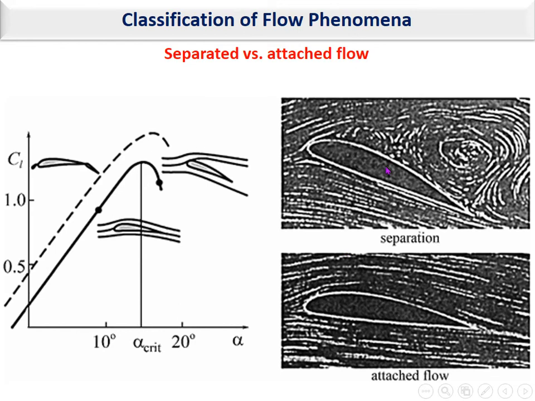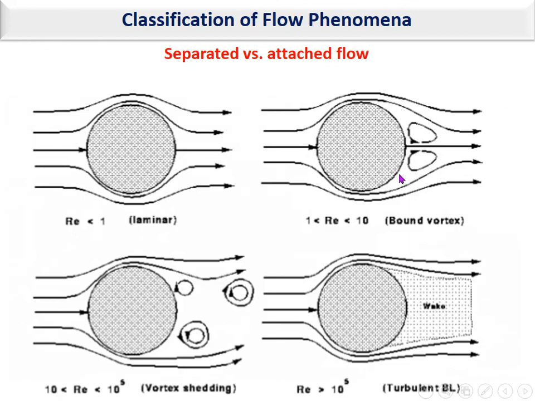If the angle is increased more than a critical angle, which is shown here, the lift of the airfoil will suddenly decrease, and we name this the stall of the airfoil. We may discuss this later. I just want to show you here the attached versus detached flow. You can see here again some examples.